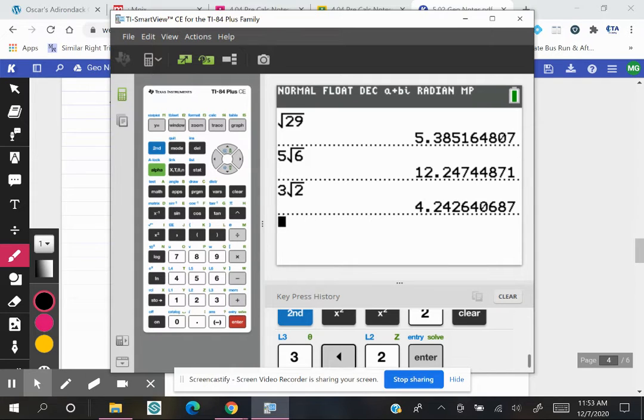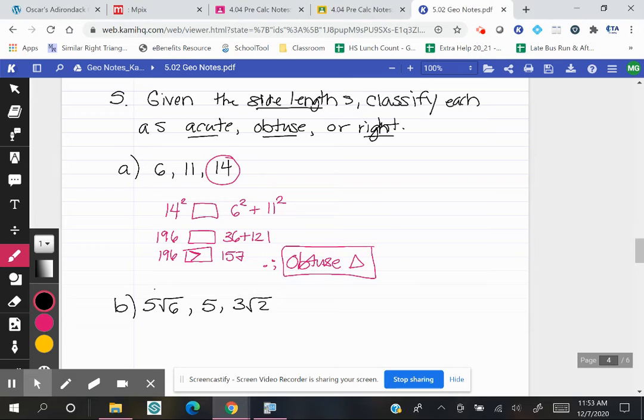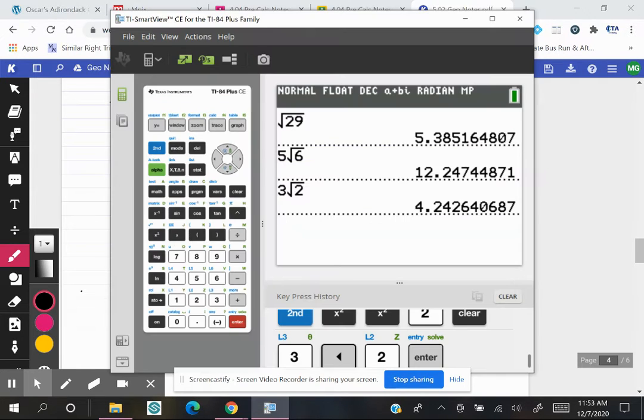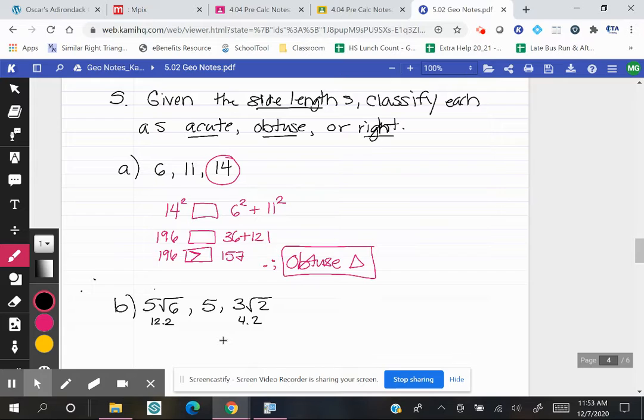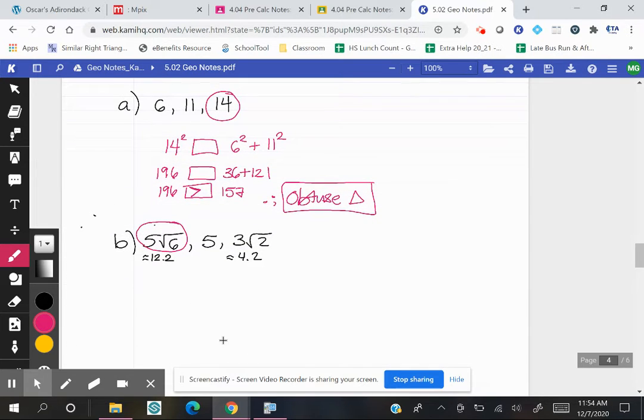There we go. Okay, so I've got about 12.2 and 4.2, and I had 3 rad 2, and then we have 5 rad 6 right here. Those are approximate values. I'm just putting them in my calculator so I can tell which one's the biggest side. Now I know that 5 radical 6 is the largest side, so I'm going to circle that. And that's the one I'm going to write first.